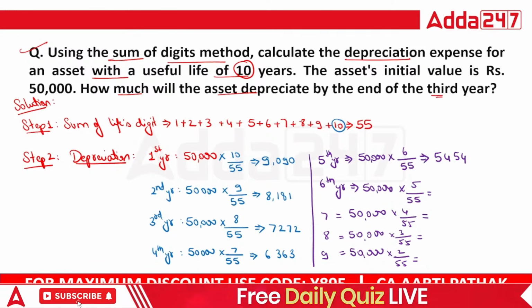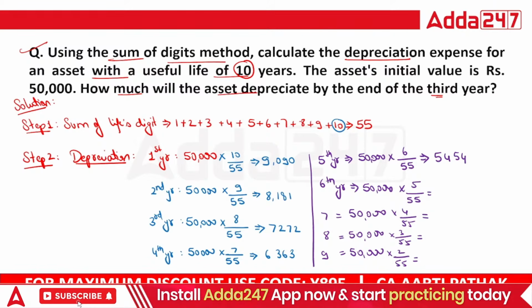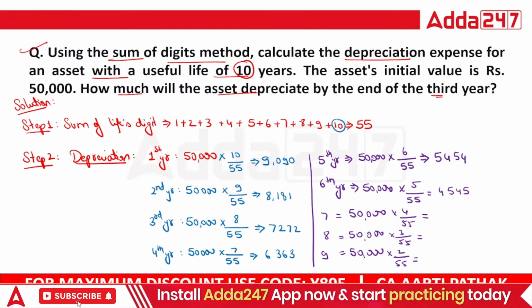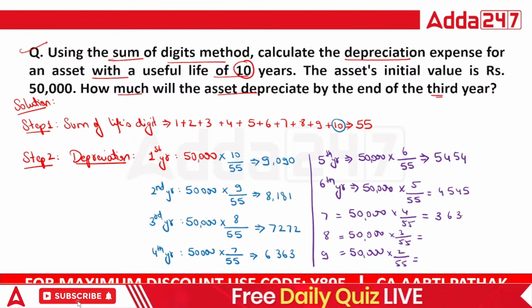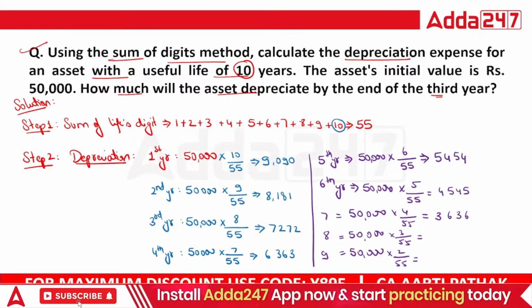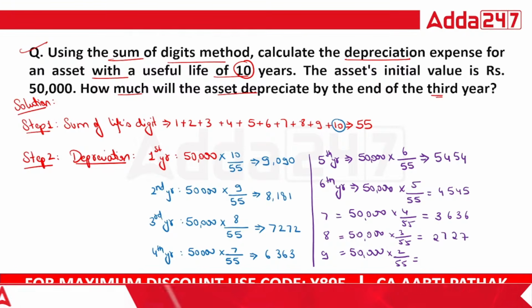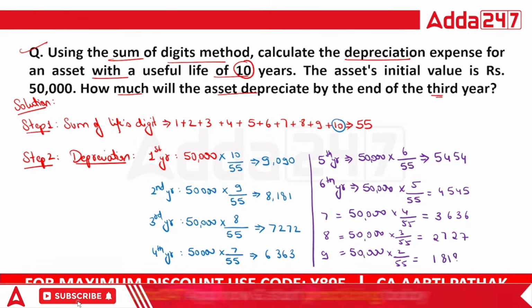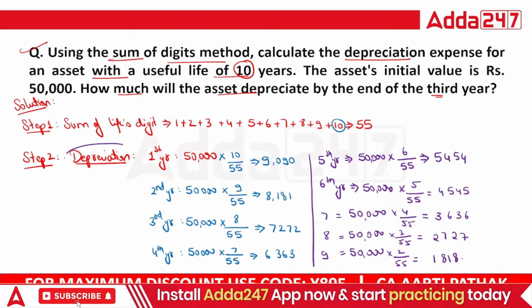So for the sixth year, this is going to be 50,000 into 5 divided by 55, which is 4545. 50,000 into 4 divided by 55, seventh year, you are going to charge 3636. Eighth year, depreciation is going to be 3 divided by 55, 2727. 50,000 into 2 divided by 55 is 1818. Yes, this is how we are going to calculate depreciation.